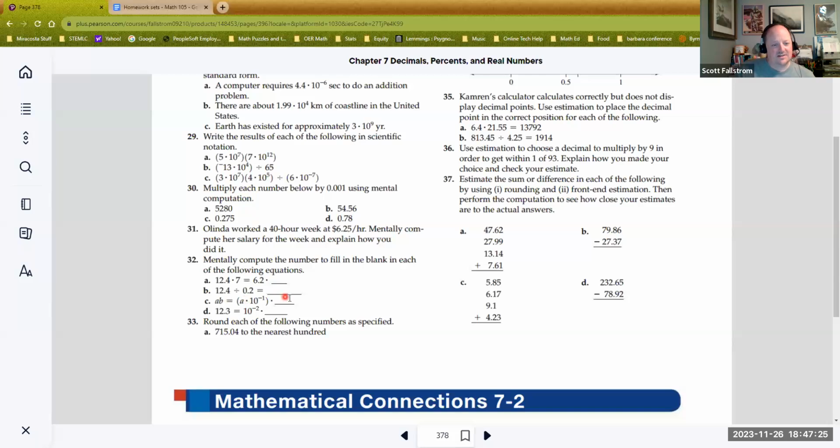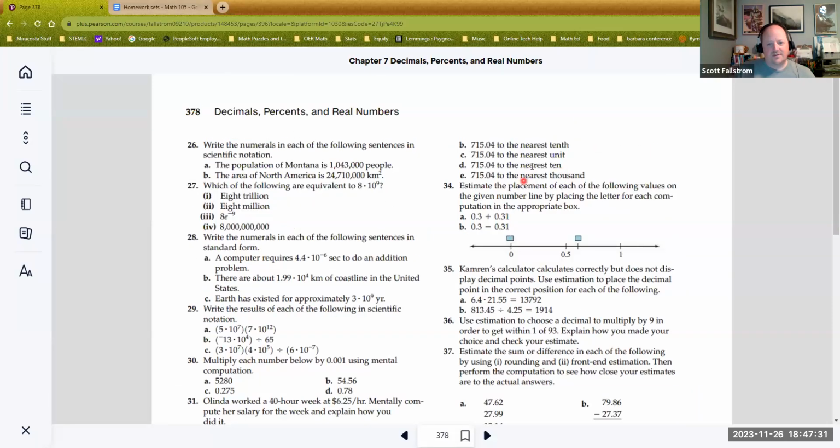rewriting division so you get the same result to form a new quotient, form a new product. And then you rounding. 33 is all about rounding. 35 is about estimation, and 34 is about estimation. Those are two about estimation. And you can kind of say, where would it be? If I put 0.3 plus 0.31, where would that be on a number line? And 0.3 minus 0.31, where would that be on the number line?